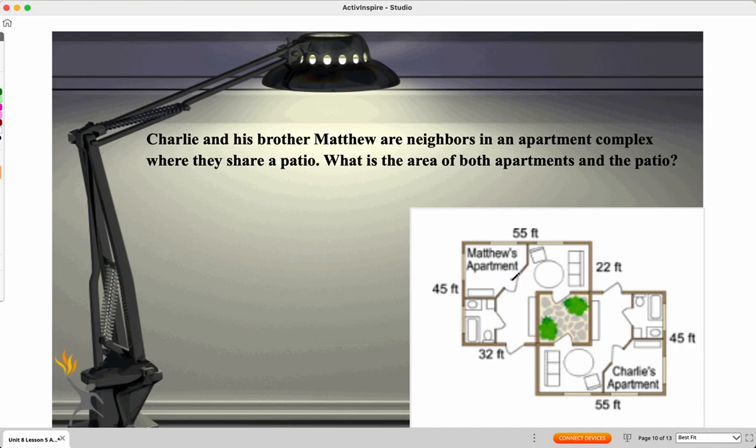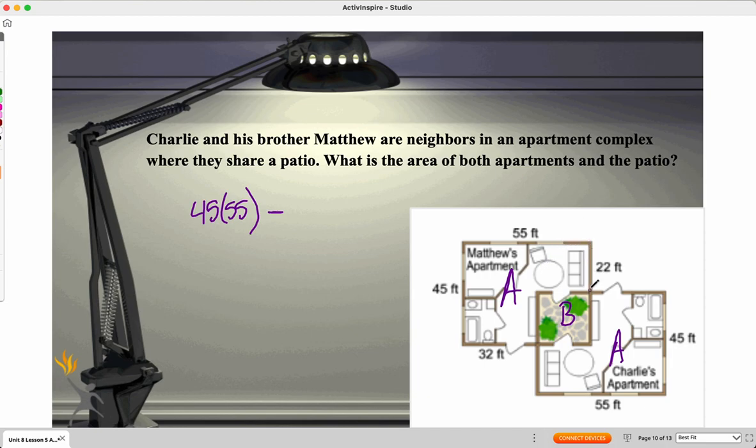So we're going to call the apartments figure A. They're both the same. And we're going to call this figure B. Since they're both the same, I can figure out the area of figure A for both at the same time. We know figure A is a rectangle or a parallelogram. It's 45 times 55, that's the base and the width. This time, instead of adding together two figures, we're going to subtract out the patio. So the patio is figure B. Now I've got to figure out what figure B is.